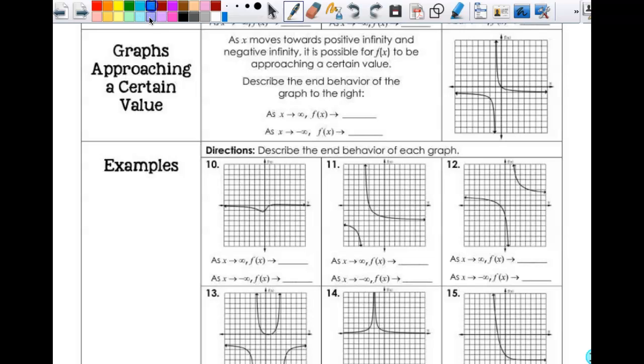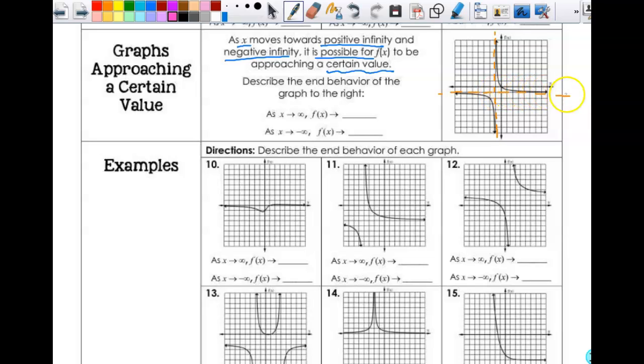So this says, as x moves towards positive infinity and negative infinity, it's possible for f of x to be approaching a certain value instead of an infinity. So when I look at this, we'll draw in our asymptotes again. We've got one right here and one right here. Since my vertical asymptote is kind of in the middle, it's middle behavior, and we don't care about that. I care about the end behavior, and that's why this makes a difference.